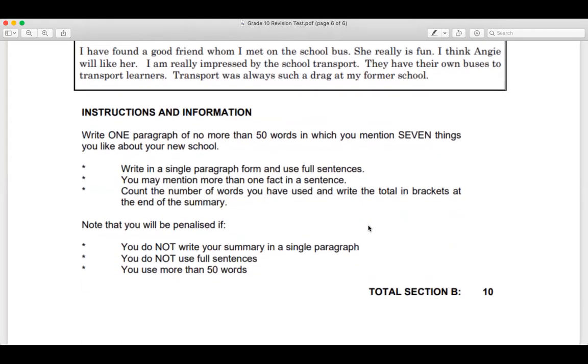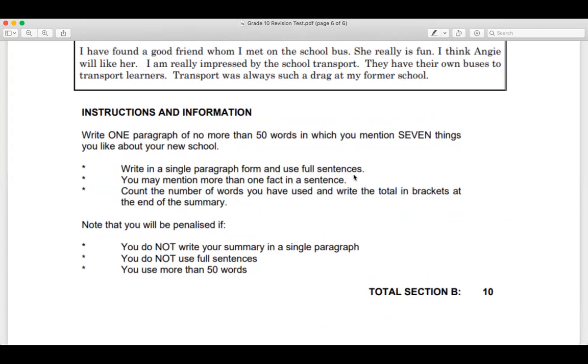Instructions and information. Write one paragraph of no more than 50 words in which you mention 7 things you like about your new school. Write in a single paragraph form and use full sentences.